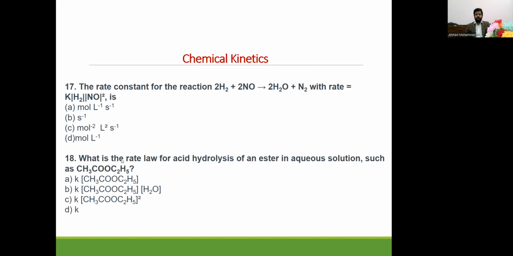Question number 18: what is the rate law for the acid hydrolysis of an ester in aqueous solution? The first option is K into concentration of ester. B option is K into concentration of ester into concentration of water, C is K into concentration of ester square, and D option is the rate equal to K only. Because in this reaction water is used in excess amount, the rate will follow pseudo first order kinetics, so the rate will be equal to K into concentration of ester. The first option is the correct option.